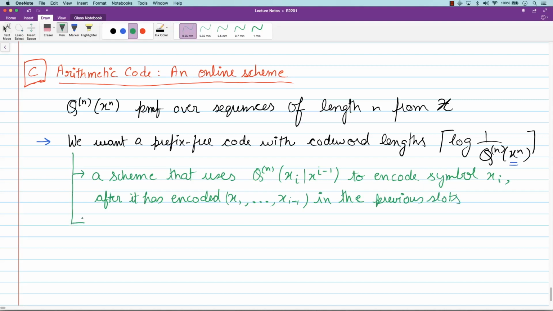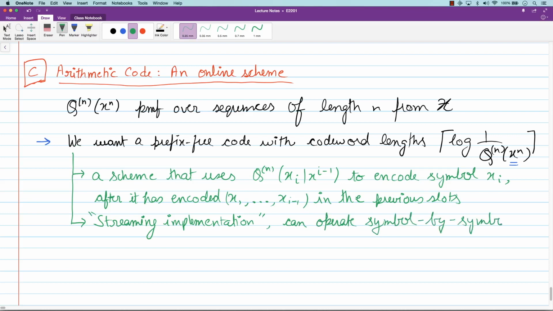So this kind of scheme is a streaming implementation, and it doesn't require you to know the sequence in advance. It can operate symbol by symbol. At time i, it sees symbol i, and then it uses only the information required to encode symbol i. Obviously, it knows the context, the past. Put this way, it is almost practical. Further, in practice it is difficult to remember the entire past as well, so you don't want to remember the entire past sequence, and only something very little about it is required. And in fact, that is true.